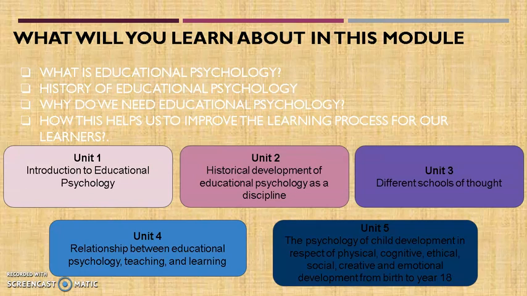This is the breakdown of the units. The unit that you are currently doing is the introductory unit, which really just gives you some time to understand what exactly this module is about and what you can expect. We'll then move on to Unit 1, which is an introduction to educational psychology. Unit 2 will look at the historical development of the field. Then Unit 3, the different schools of thought. Unit 4 is the relationship between educational psychology, teaching and learning. Then of course Unit 5 will look at child development, as we said in the previous slide.